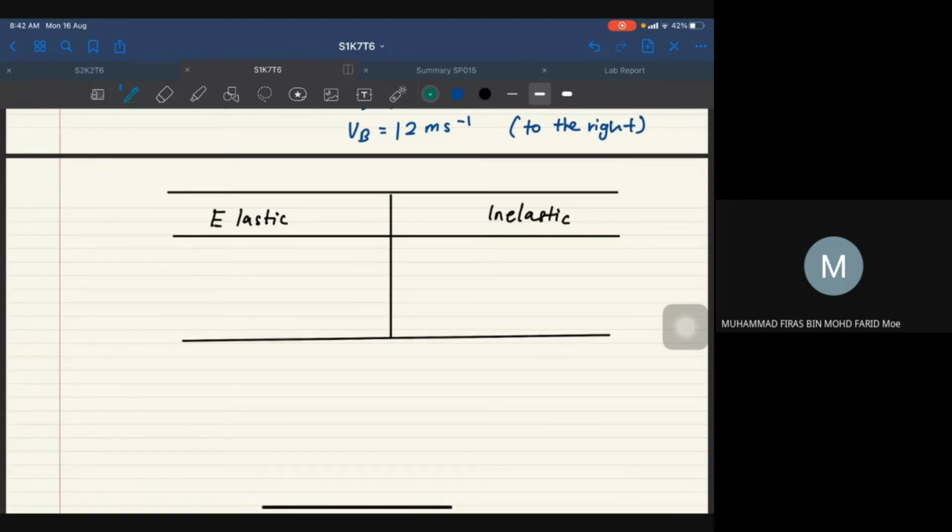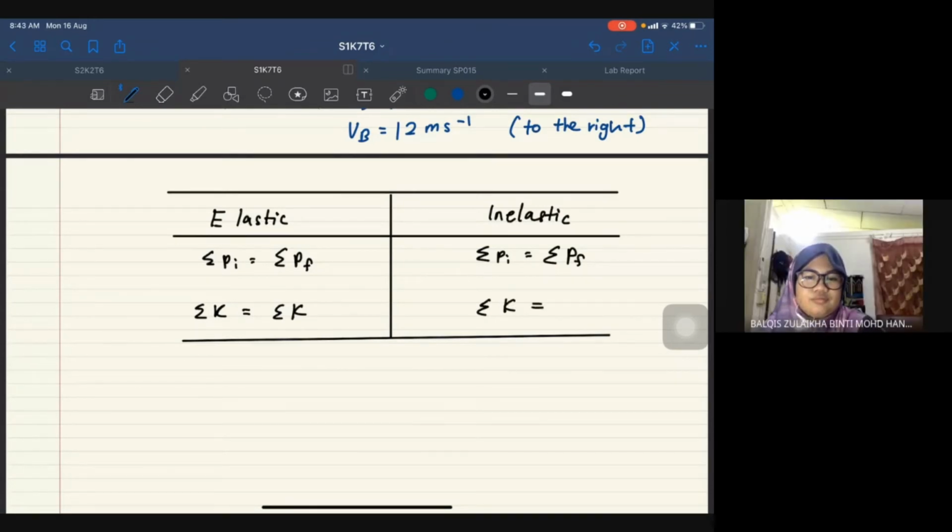So dekat sini dia lain sikit. It's nothing to do with whether dia melekat or not. So it's everything to do with the conservation of energy. Exactly macam Baki cakap tadi. So criteria for elastic and inelastic, both of these will have a conservation of momentum. So this is the first criteria lah. This is the persamaan between the elastic and inelastic. The difference is that for elastic, kinetic energy is conserved. Betul Baki? Yes sir, betul. And this one is not conserved.